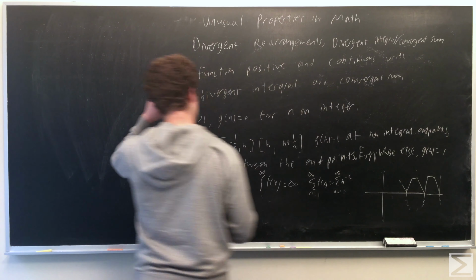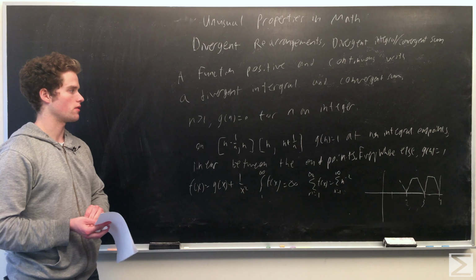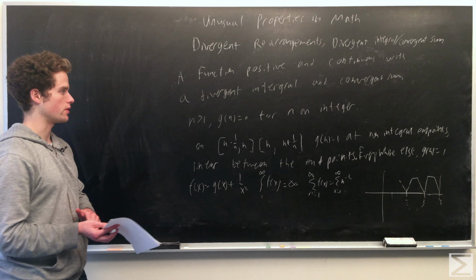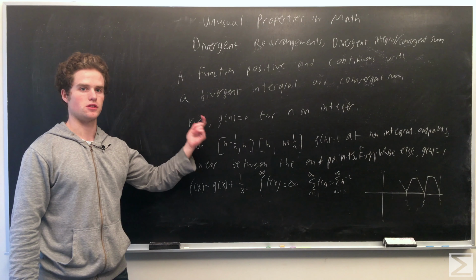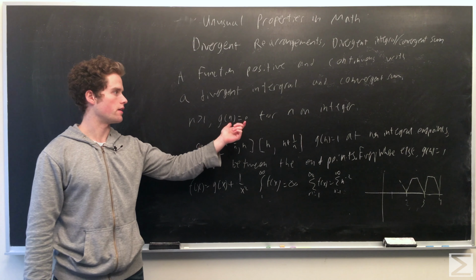So an example of a function that's positive and continuous with a divergent integral and convergent sum is defined for x greater than or equal to 1. We'll start with some function g of x, so we say g of n equals 0, for n greater than 1 and n an integer.